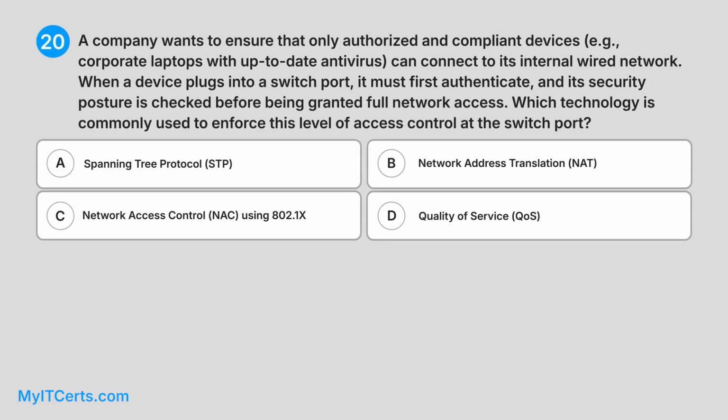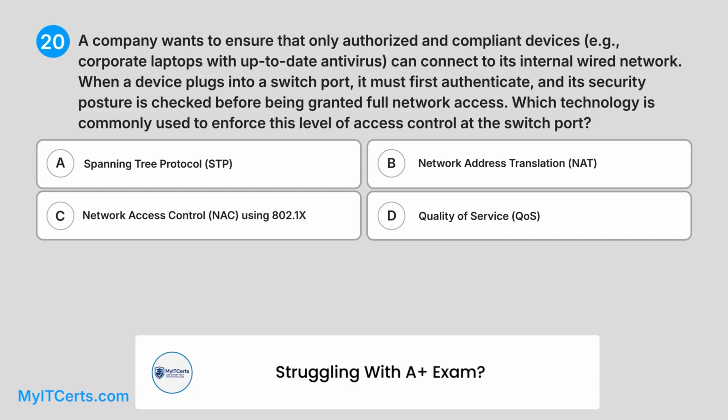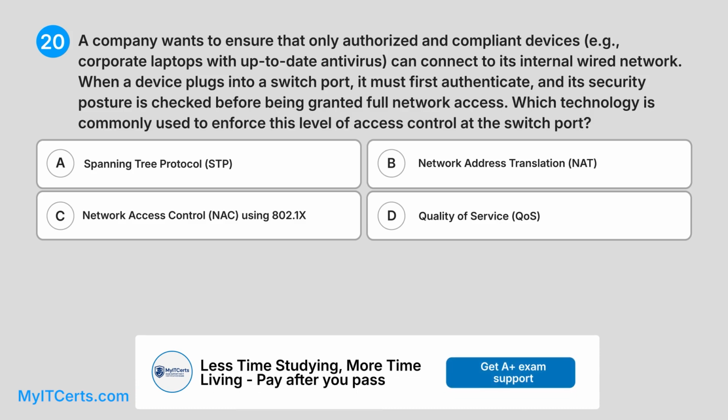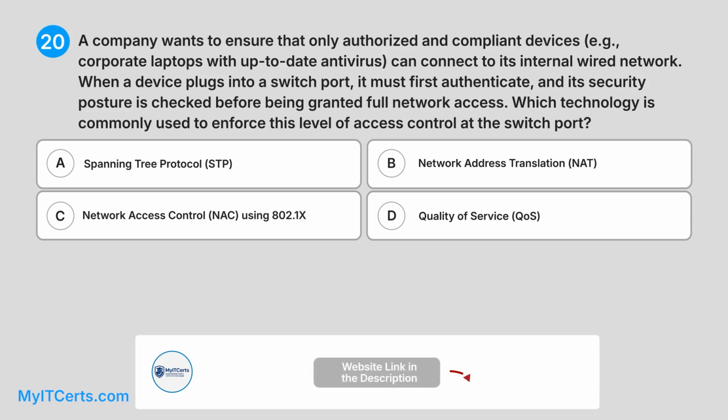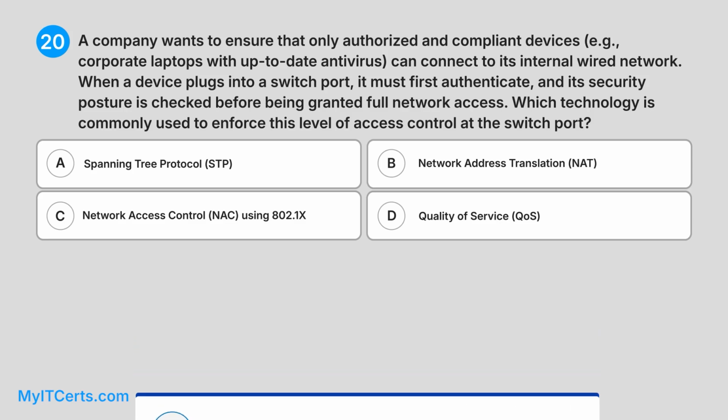20. A company wants to ensure that only authorized and compliant devices, for example, corporate laptops with up-to-date antivirus, can connect to its internal wired network. When a device plugs into a switch port, it must first authenticate, and its security posture is checked before being granted full network access. Which technology is commonly used to enforce this level of access control at the switch port?